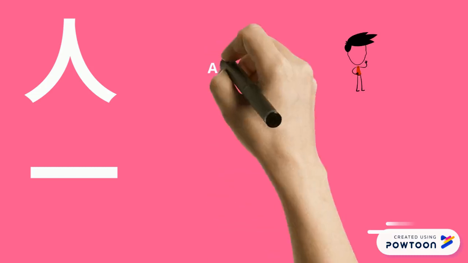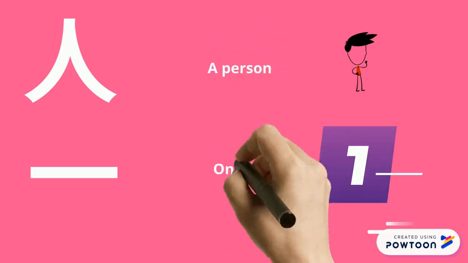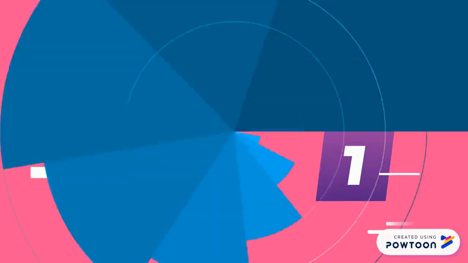In my videos, I'll be teaching some basic radicals and characters made up of those radicals. In this video, I'll be teaching two main radicals, 人 and 一. 人 refers to a person and 一 means one. Now let's see how many characters we can make using these two radicals.